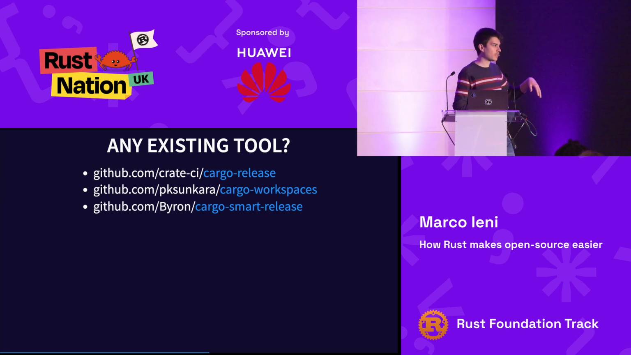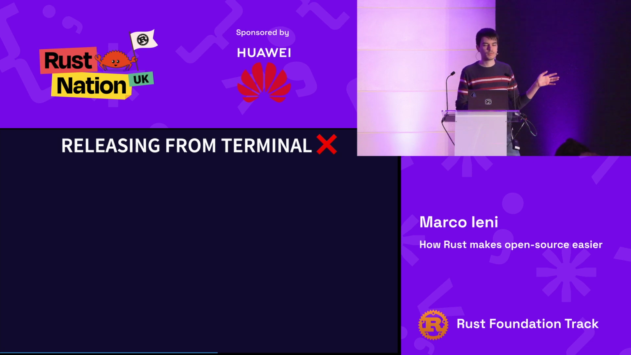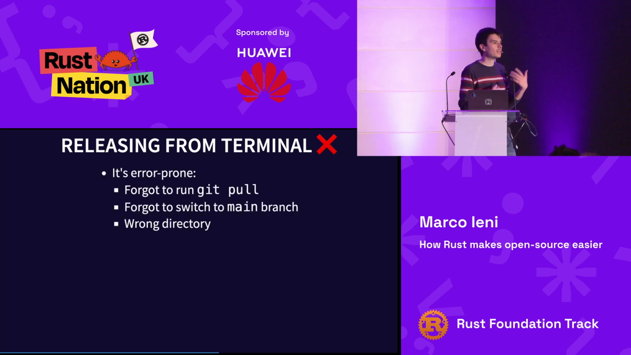And yes, it turns out that in the Rust ecosystem there are many tools that solve this at extremely high quality, but they all have a small thing that doesn't work for me, which is that they are meant to be run from the terminal, and instead I was looking for a way to release from CI. And I don't like releasing from the terminal for different reasons. First, it's error prone. Since it's a manual process, you might forget to run git pull, you might be in the wrong branch, you might even be in the wrong directory. If there's a human involved, everything can happen.